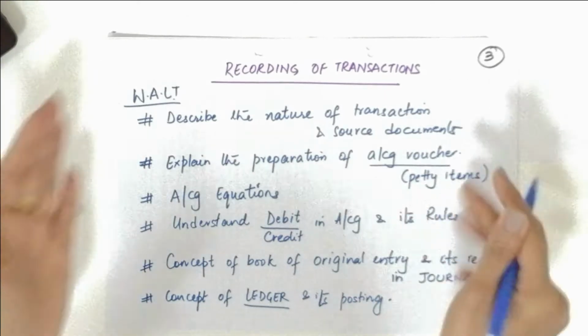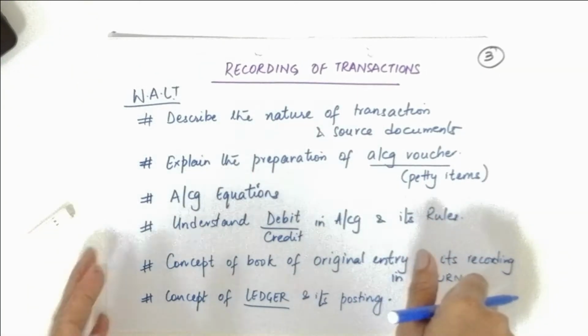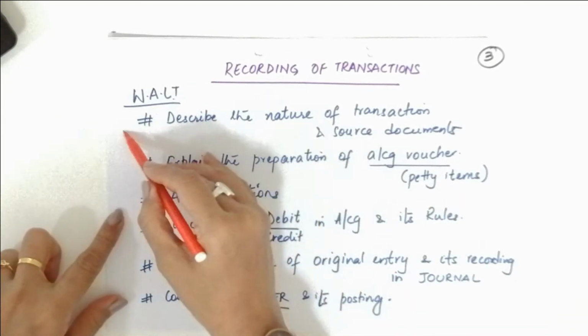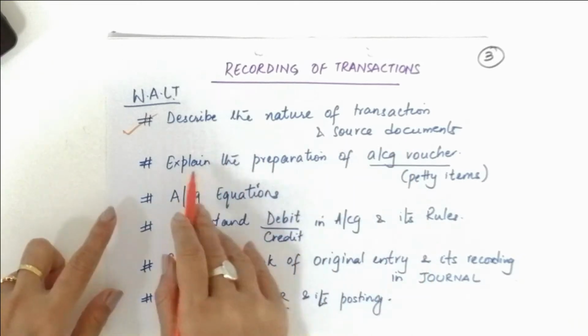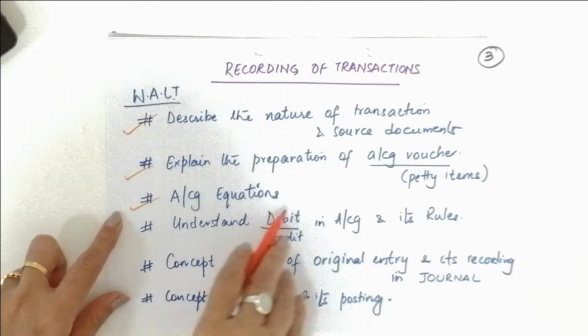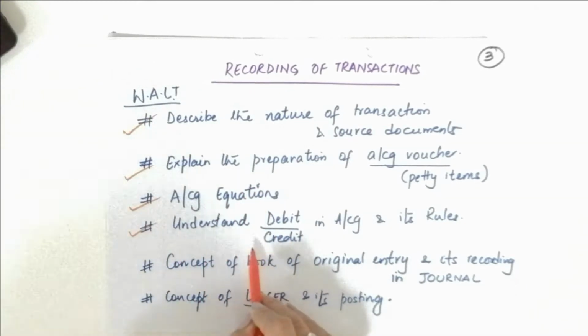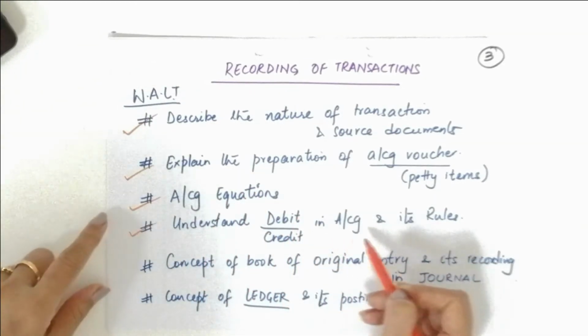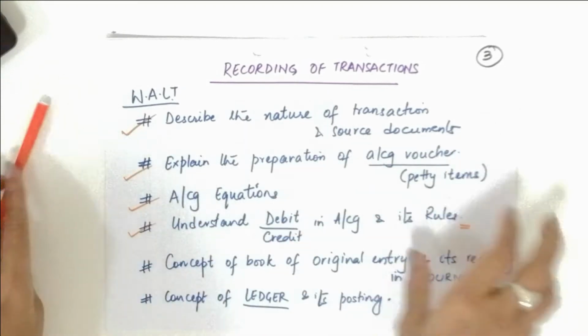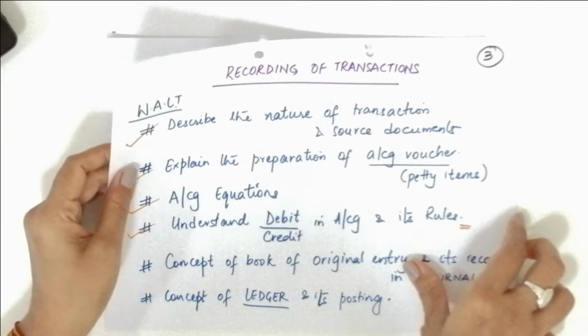So, but today I'll not be completing all this because it will become too cumbersome, too much for you to handle. So today I'll describe the nature of transaction and source document, explain the preparation of accounting vouchers, accounting equations, and understand the debit and credit in accounting and its roles. Till here we will do today, alright? So I'll keep it aside for my future reference, which I'll be taking up so that I can show you what we have completed today, right?